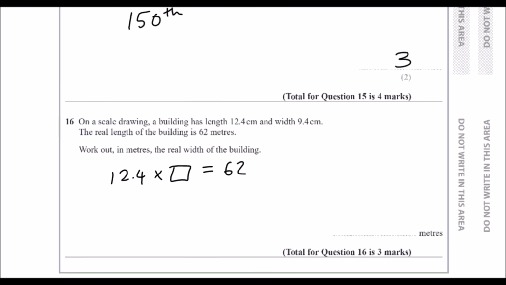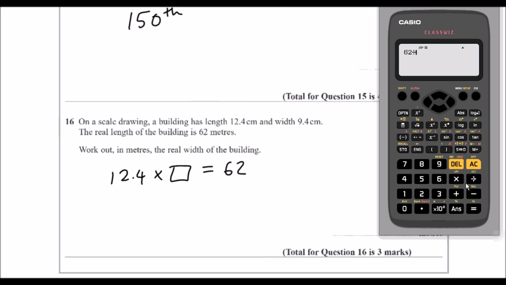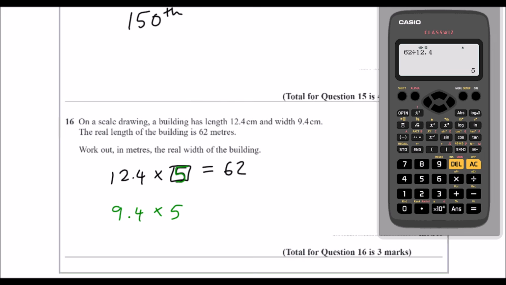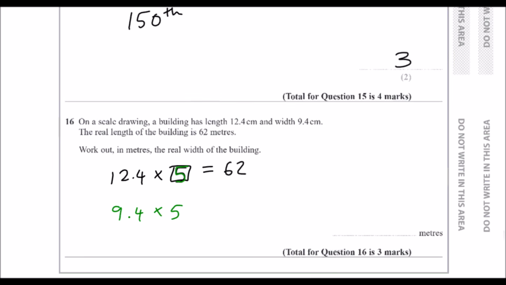So 62 divided by 12.4 is 5. So we times by 5. We times the length of the scale by 5 to get the length of the real building. So we'll do the same with the width. 9.4 times 5 is 47. So it's 47 meters.